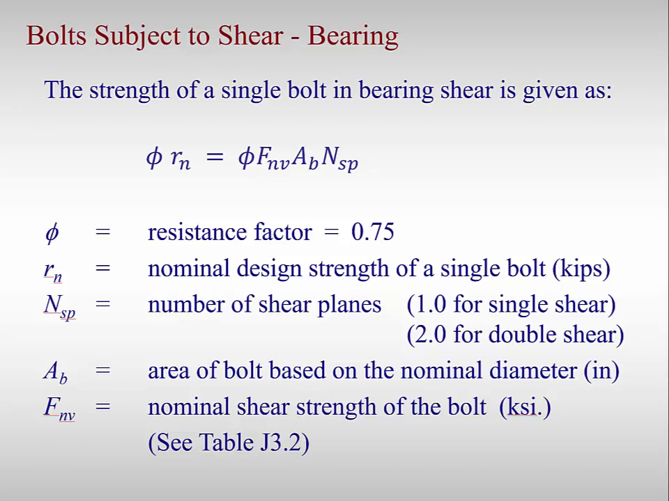If the threads are in the shear plane, then there is a reduction in the bolt diameter, but this is taken care of by the last term listed, that is F sub NV. F sub NV is the nominal shear strength of a bolt in units of ksi. This value is obtained from Table J3.2 of Chapter J, where much of the connection provisions are located.